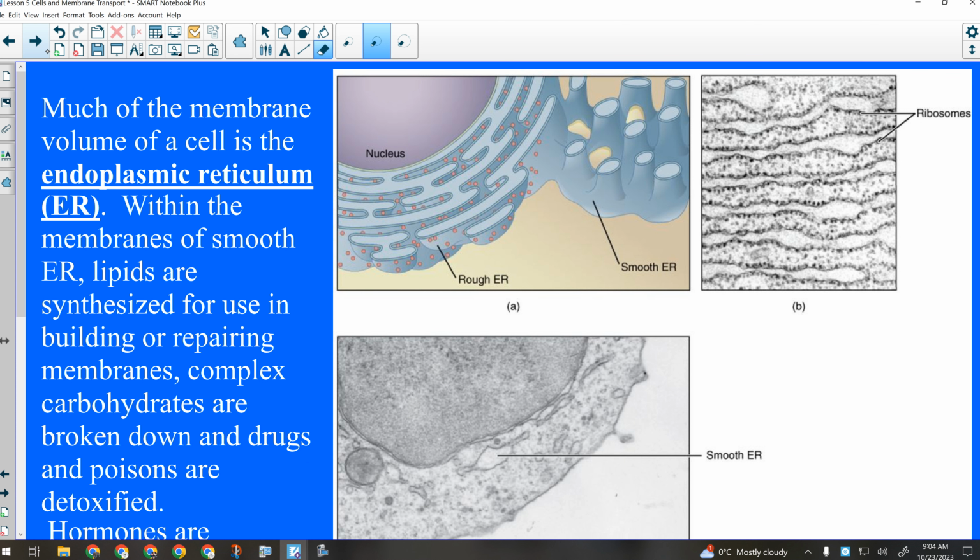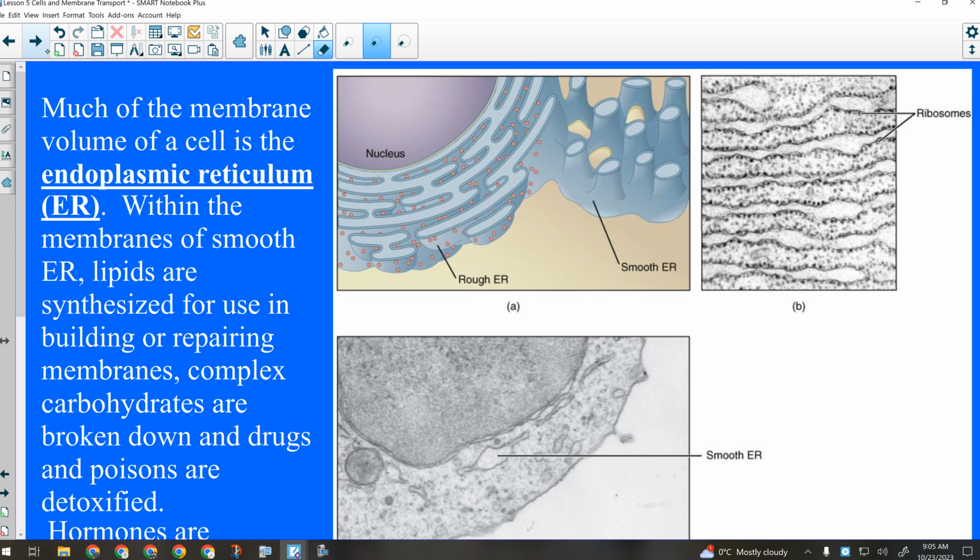All right. Now, endoplasmic reticulum. There are two kinds, rough and smooth. Okay? They look considerably different. Right? Smooth ER, under an electron microscope, kind of just looks like this. Rough ER looks much more organized. Okay? Kind of folded over.